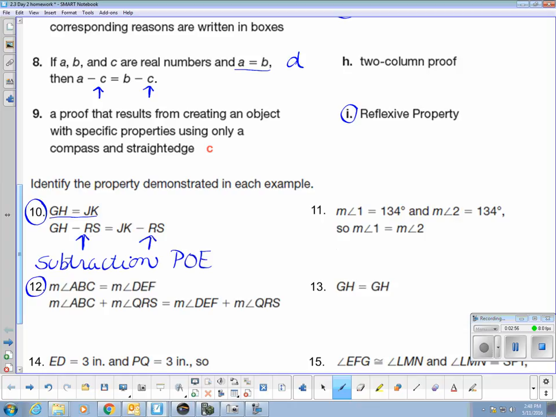In number 12, in this original equation, I'm adding the measure of angle QRS to the left side, and I'm adding the measure of angle QRS equally to the right side. We say this is an example of the addition property of equality.